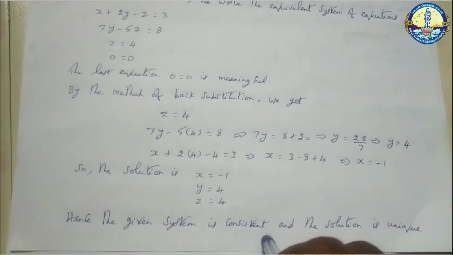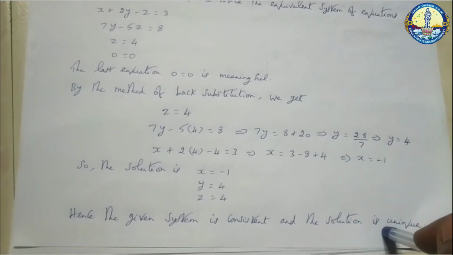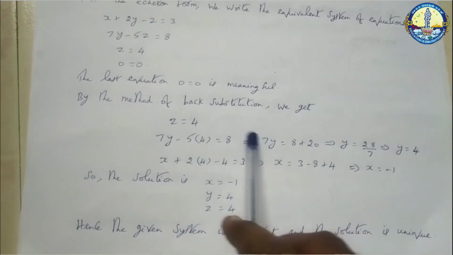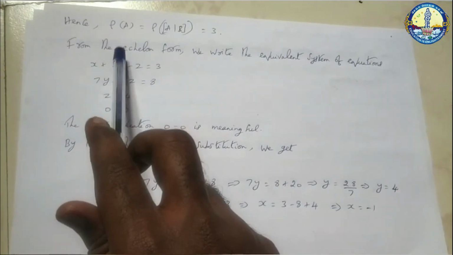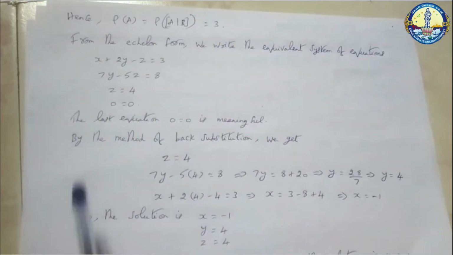Hence the given system is consistent and the solution is unique. That is, if the system has a solution, it is consistent. That is, if the condition is that both the ranks are equal, then only the system is consistent. Otherwise, it is inconsistent.